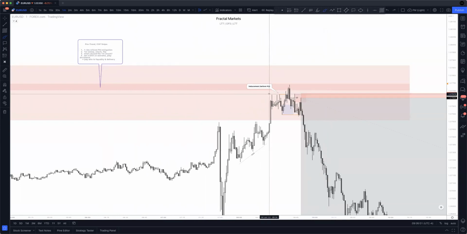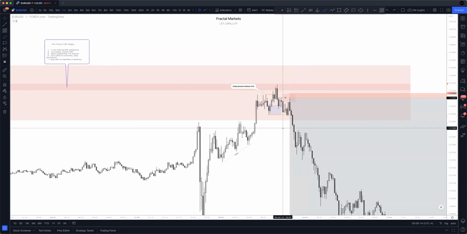Okay, so look at this. Inducement right before POI, right? We get the 1 minute chalk right here. Boom. See that small liquidation of the high? Boom, induce. Step one, POI gets swept into, right? Bang, bang. Okay, what do we got here?